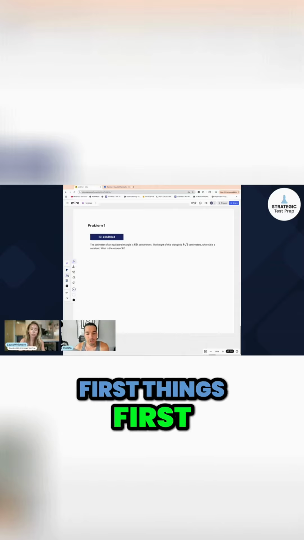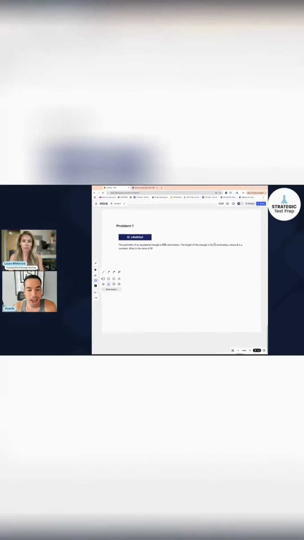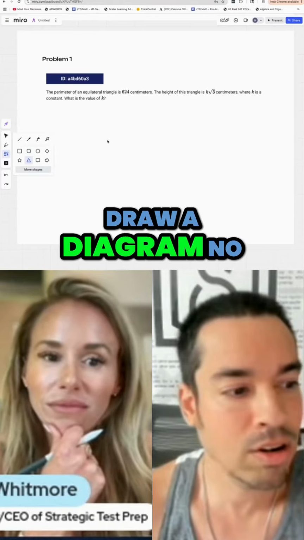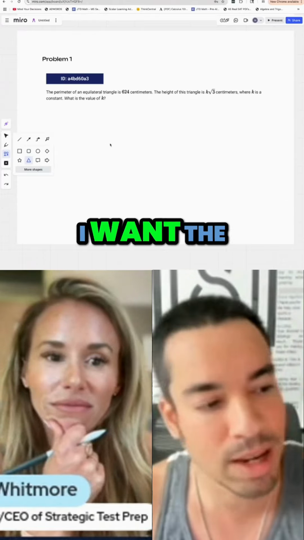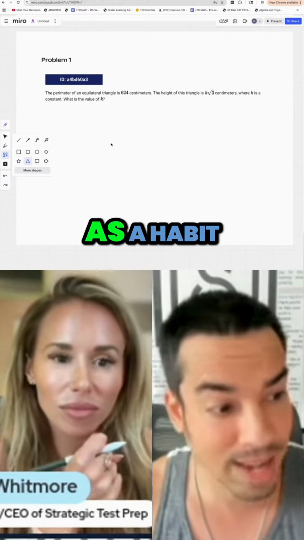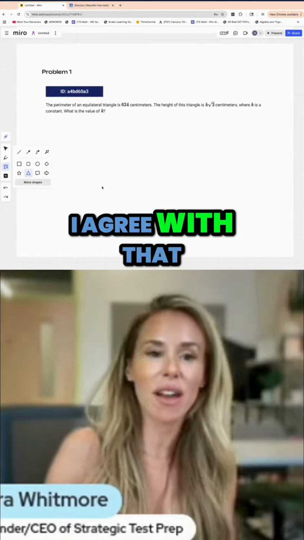All right. First things first. We're talking about a triangle. We're talking about a shape. Have to do a diagram. I say you got to draw a diagram no matter how simple the problem is, just because I want that to be in every student's mind as a habit. Do you agree? Yeah. Okay. I agree with that.